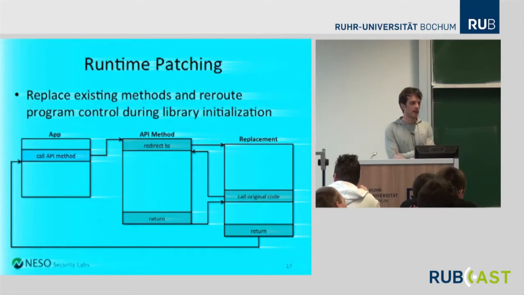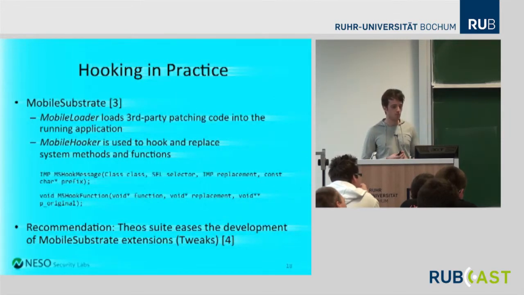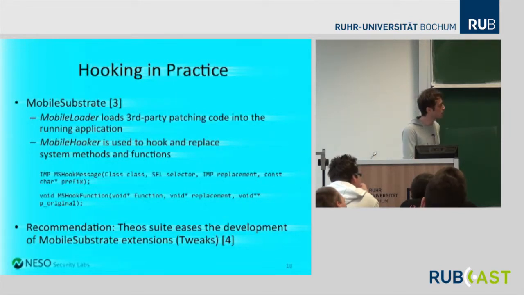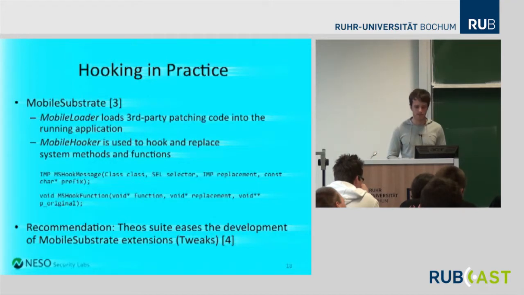In practice, I'd highly recommend you to use the Mobile Substrate framework. Mobile Substrate consists of two parts, a mobile loader and a mobile hooker. The mobile loader will first load itself into the application using the environment variable, and then it looks for all dynamic libraries in a specific folder and loads them via dlopen into the app's address space. And the mobile hooker does the actual hooking.